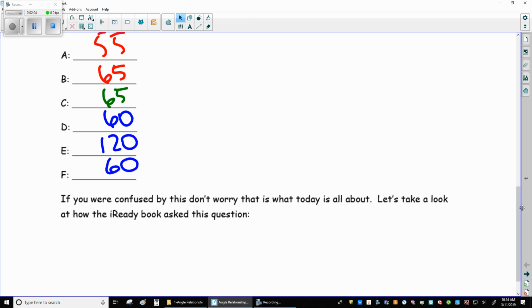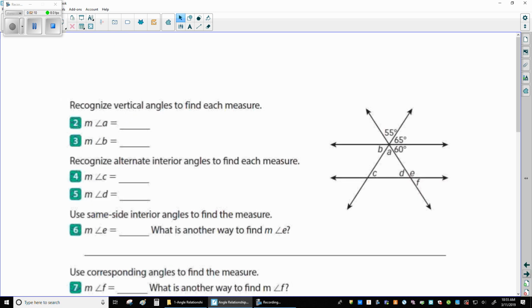If you were confused by this, don't worry. This is really what today is all about. In fact, the place I got this from was from those iReady books. And they said it a little bit nicer, actually. They sort of walked us through it instead of me just saying, go ahead and try it yourself. So they actually told you vertical angles for A and B. So for A, you should have known that one was vertical. For B, you should have known that one was vertical. So that's 65.